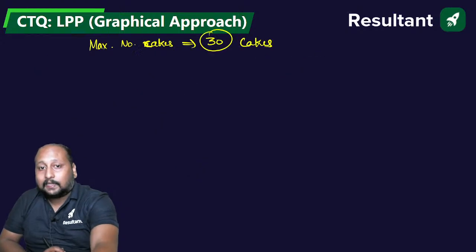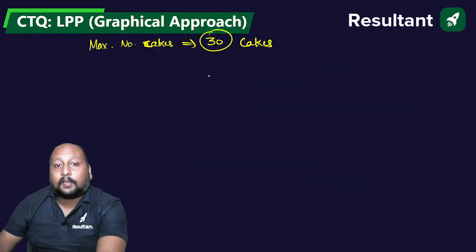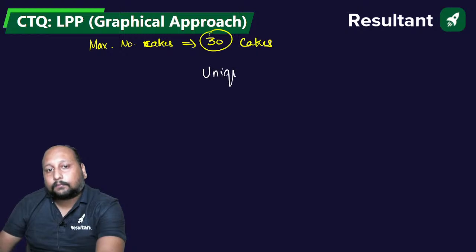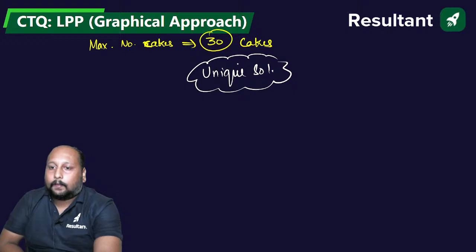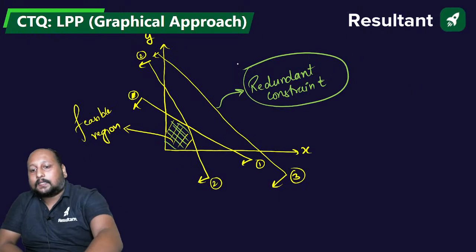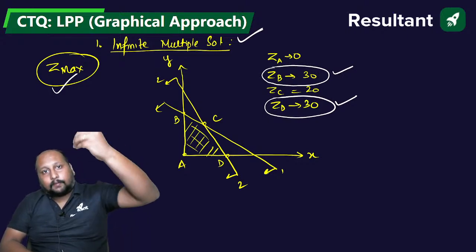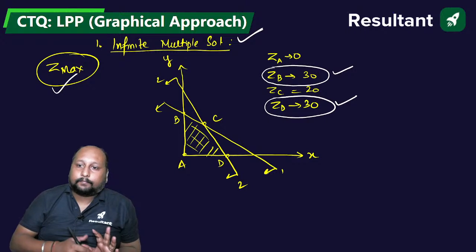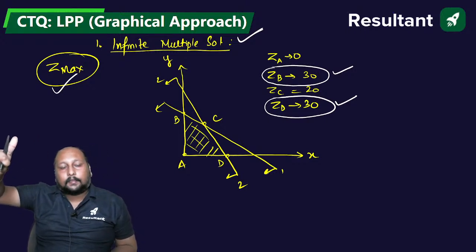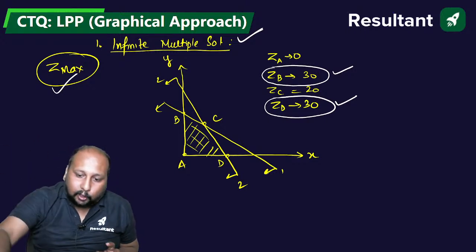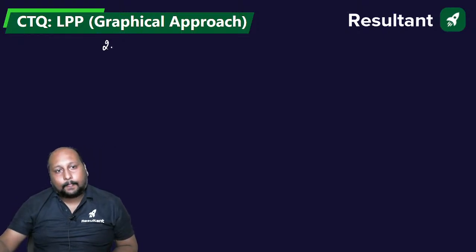Clear? Previously, the example that we have taken is an example of a unique solution because we are getting a single value, a single solution. Understood? This one we can call infinite or multiple solutions because we are getting more than one point at which the optimal solution is present. Understood? Let's go with the second category.